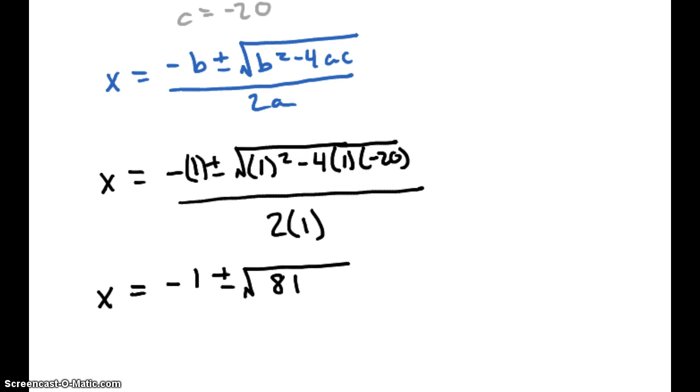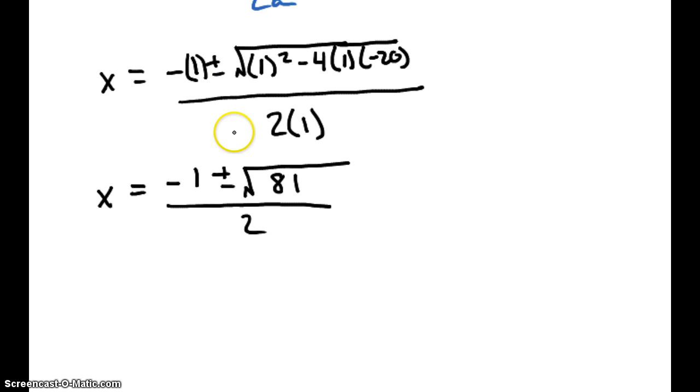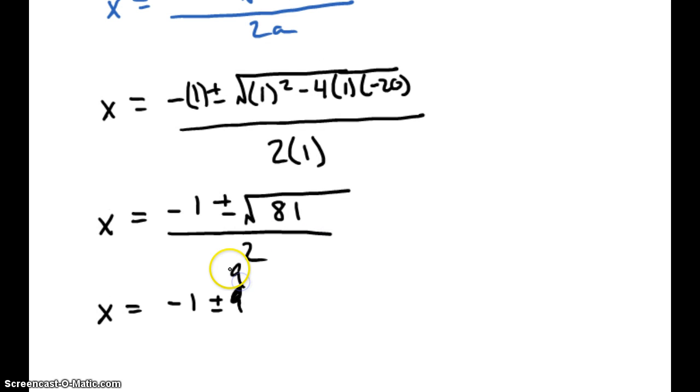I know that this comes out to be 81 because of part C, and if I put that all over 2, this is a nice form right here, but this is not simplified. Do not think that you can just leave this on a test. Anytime we ever have a nice square root on the inside, we always want to bring it out. Plus or minus the square root of 81, which is 9, and then that gives us negative 1 plus or minus 9 over 2.